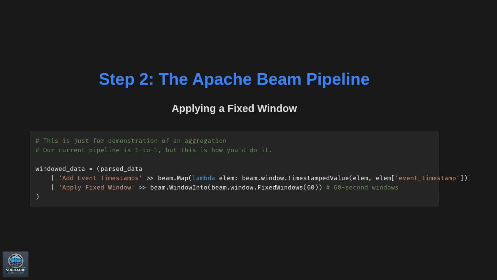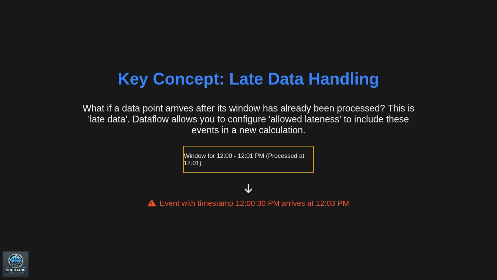In our code, we apply windowing using the WindowInto transform. Here, we are creating fixed windows of 60 seconds based on the event timestamp of our data. Before we can do this, we must explicitly assign the event timestamp to each element, which we do with a Map transform.